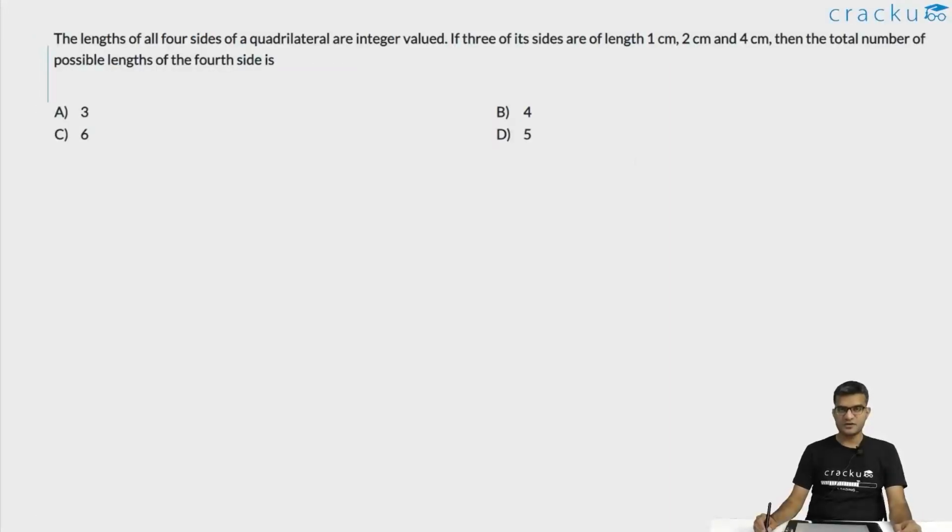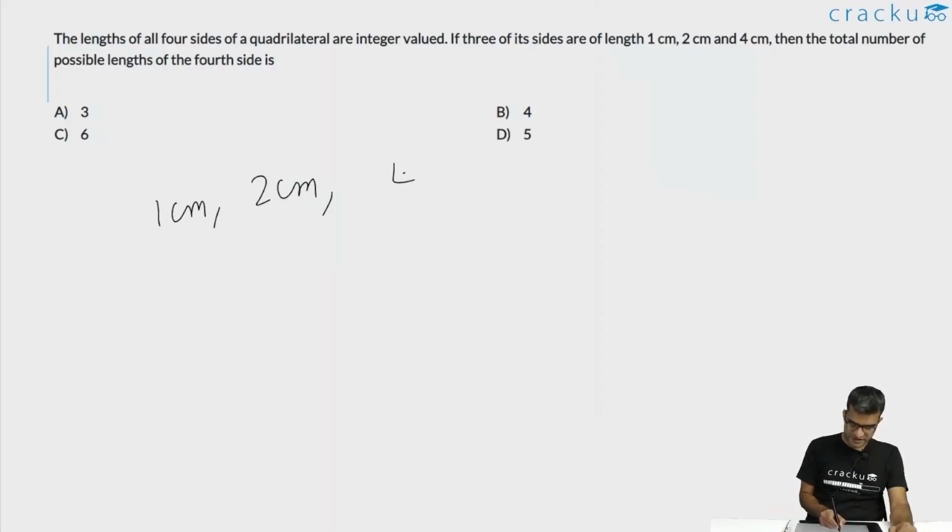In this question, we are told that there are 3 sides of a quadrilateral. They are given to be 1 centimeter, 2 centimeter and 4 centimeter. We are asked to calculate what are the possible lengths of the fourth side if that is an integer, and these 4 make up a quadrilateral.